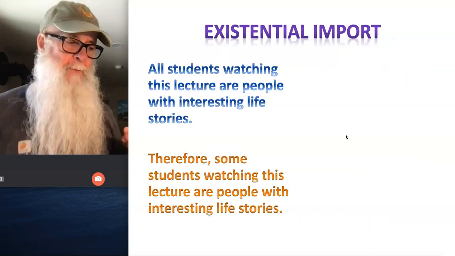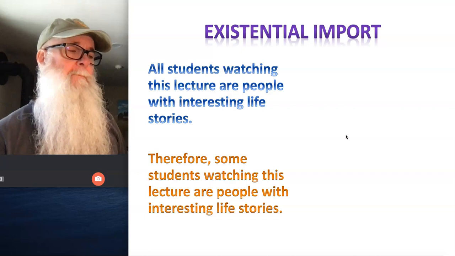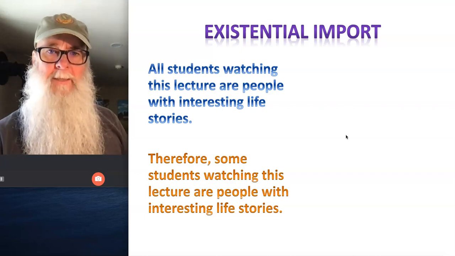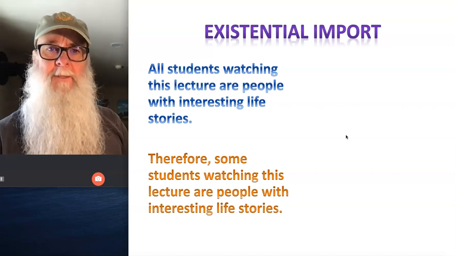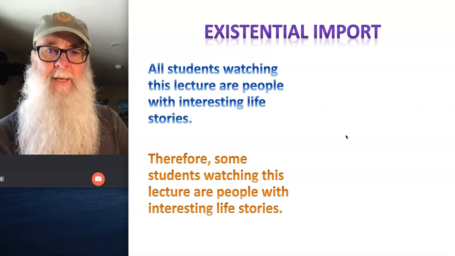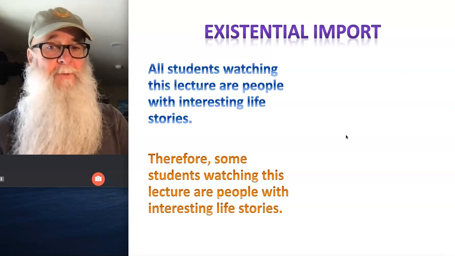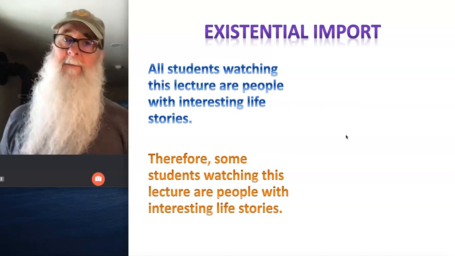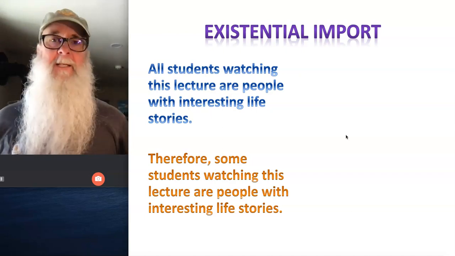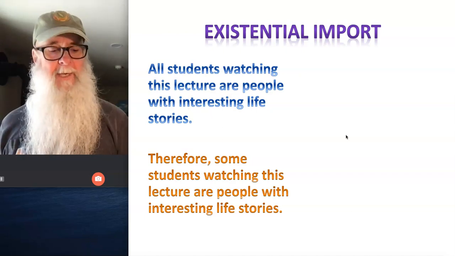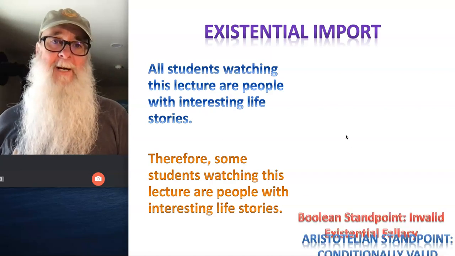Now consider all of this in light of an argument that we looked at last time. All students watching this lecture are people with interesting life stories. Therefore, some students watching this lecture are people with interesting life stories. Looking at this argument, we can see it has this form. It has the universal A statement premise and the particular I statement conclusion.